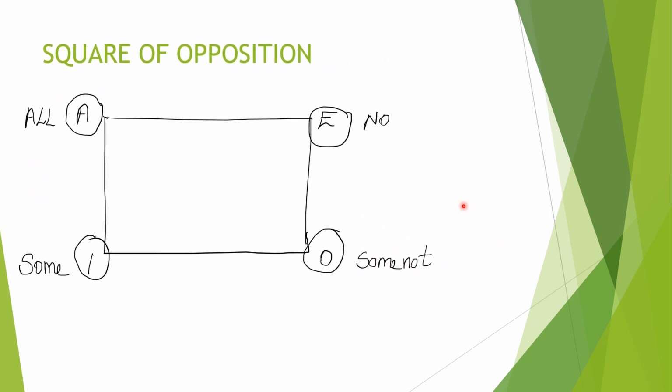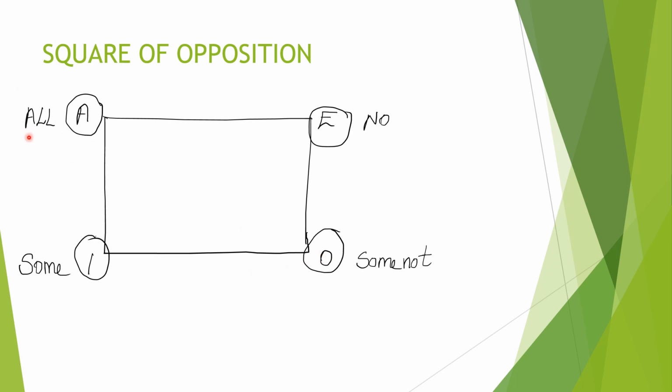That is the square of opposition I have given you, because already in the previous class you have seen it, but you might have forgotten how it comes. So I have given it again here. All, okay, this is all. A sentence that starts with all, then A comes here. That is A, E, I, O. The vowels are used here.